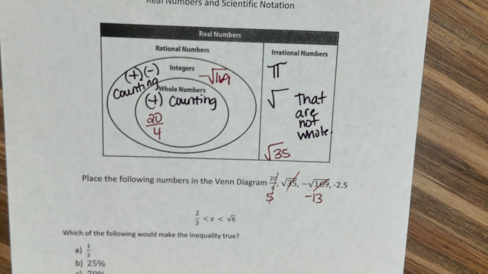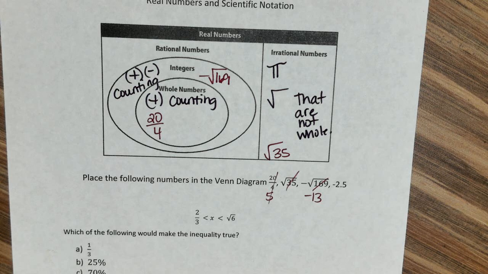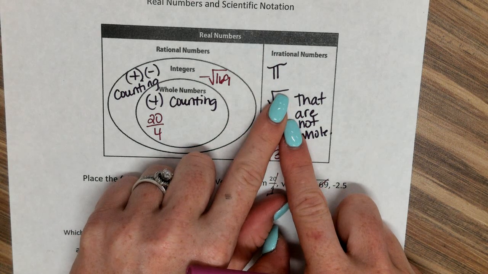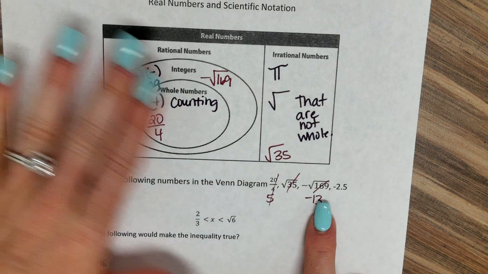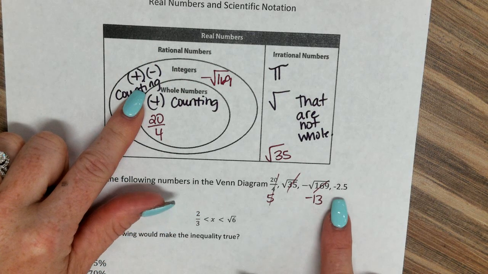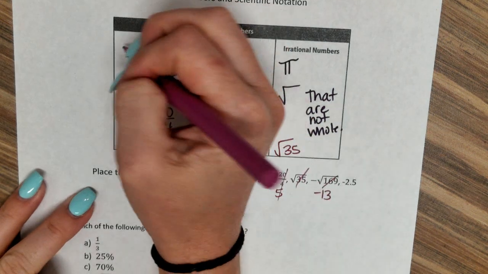All right, last one, negative 2.5. First of all, let's ask ourselves, is it rational or irrational? Rational, because the only thing that belongs over here is pi and square roots. All right, so it's going to go over here. Now ask yourself, is it a counting number? Would you count 2.5? No, so it is simply rational.